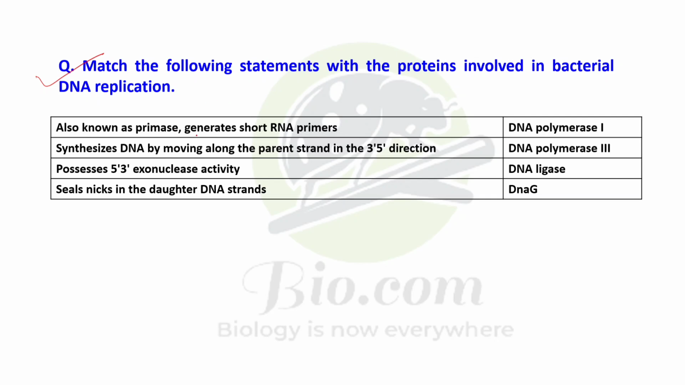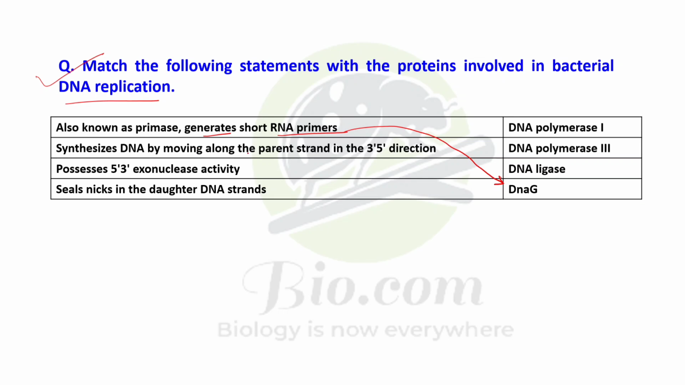So, primase generates short RNA primers. This is related to the DNA replication part. This is the match the following on DNA replication, which is known as the primase. So DNA-G is basically known as the primase, which is responsible for generating or synthesizing short RNA primers to initiate the whole DNA replication process.